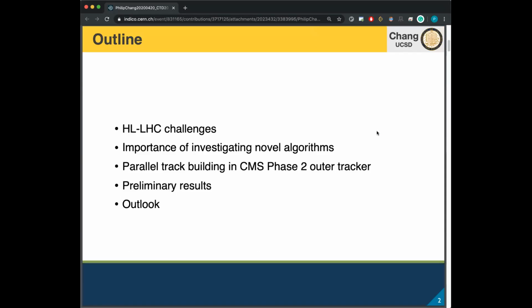As an outline, I will briefly talk about the high luminosity LHC challenges and the importance of investigating novel algorithms to cope with the challenges that are ahead of us, and discuss parallel track building ideas for the CMS Phase 2 outer tracker, and then discuss some of the preliminary results that we have seen and the outlook going forward. So slide 3.